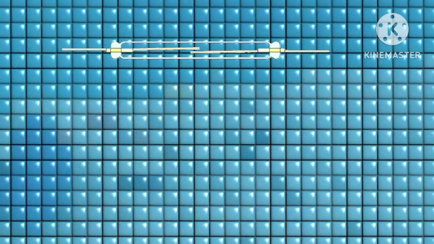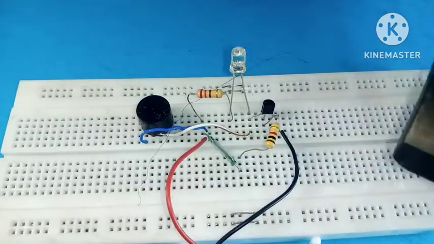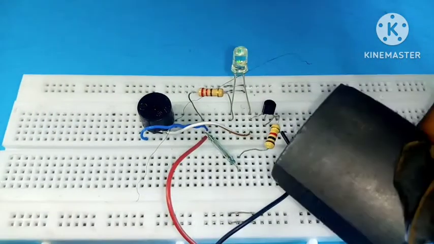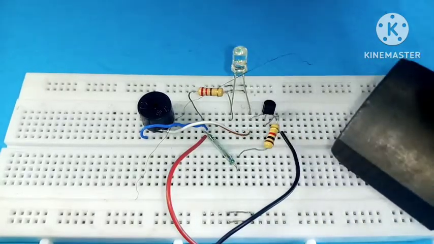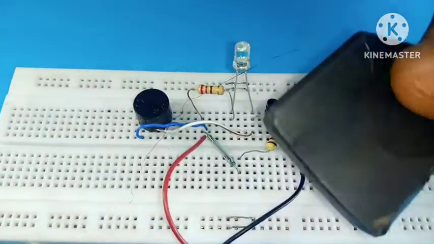which makes current flow into the base of the transistor. From the schematic I have everything connected, and if I bring a magnet close to the switch, you can see it detects it. So let's move into the next project.